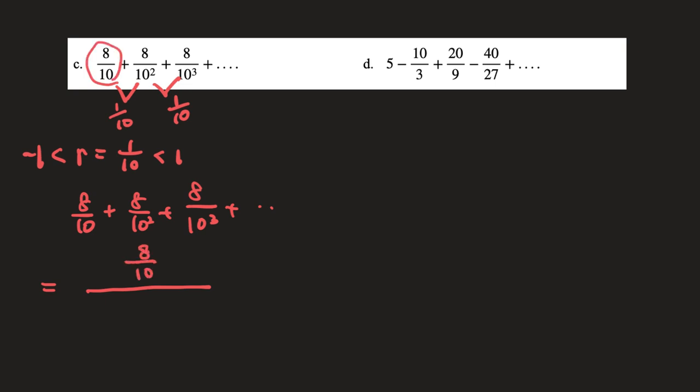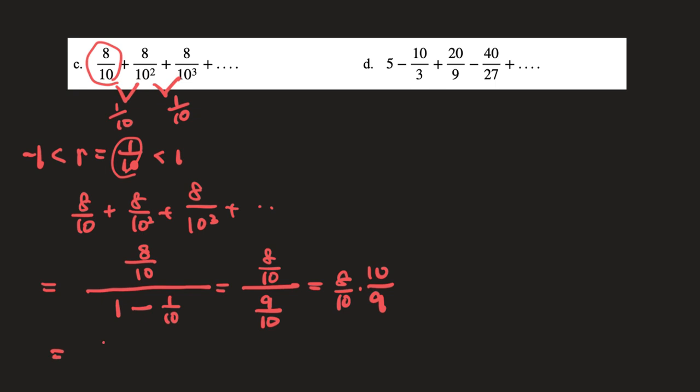The first term is 8 over 10, over 1 minus R, where R is 1 over 10. So this is 8 over 10 over 9 over 10. This one is 8 over 10 times 10 over 9. So this is 8 over 9. So this sum is going to be 8 over 9 for this geometric series.